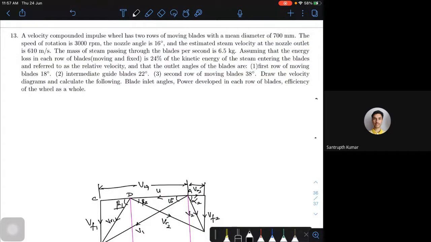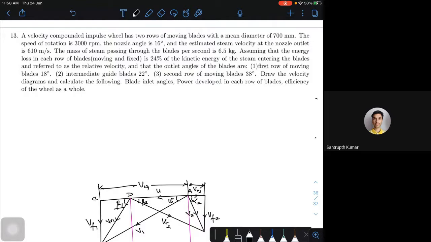It's something like this. A velocity compounded impulse wheel has 2 rows of moving blades with a mean diameter of 700 mm. The speed of rotation is 3000 rpm. The nozzle angle is 16 degrees and the estimated steam velocity at the nozzle outlet is 610 meters per second. The mass of steam passing through the blades per second is 6.5 kg per second. Assuming that the energy loss in each row of blades moving and fixed is 24% of the kinetic energy.